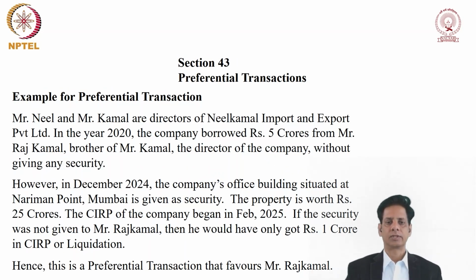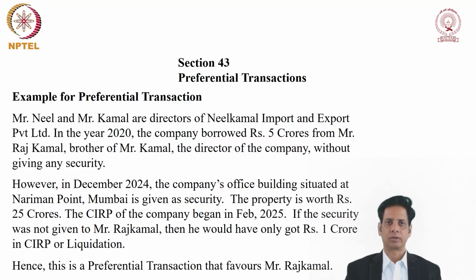Now I'll give you a clear example. How do you understand what is a preferential transaction under section 43? Mr. Neil and Mr. Kamal. These are just random examples. There is no relation to any actual or real company outside. So Mr. Neil and Mr. Kamal are directors of Neil Kamal Import and Export Private Limited. In the year 2020, the company borrowed 5 crores from Mr. Raj Kamal, who is brother of Mr. Kamal, the director of the company, without giving any security.